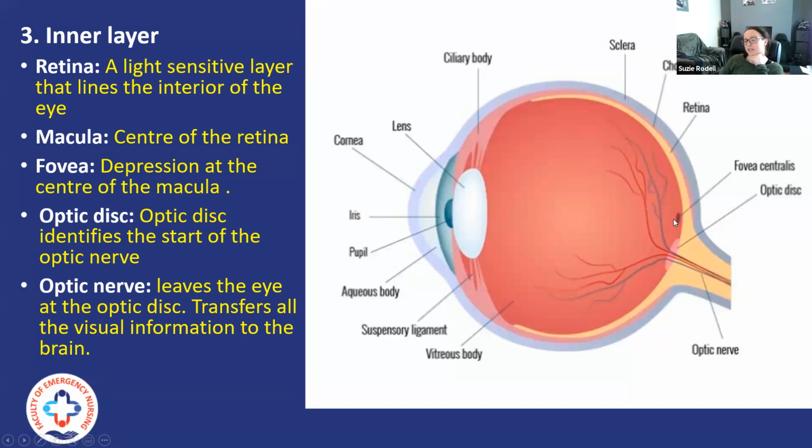And it is the part where the brain nerves here then tell the brain what we're seeing. The optic disc identifies the start of the optic nerves, and this is where the messages that are received by the cone cells and the rod cells leave the optic nerve here to the center of the brain.